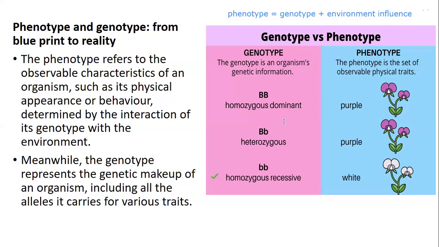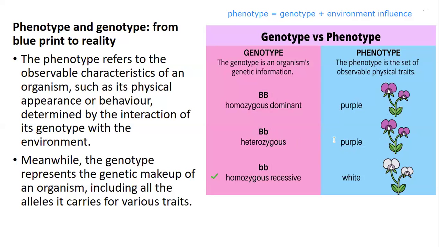Here, maybe to just illustrate this, I said this already. If you have homozygous dominant, capital B, the capital B is supposed to illustrate the allele for purple. It means, by all means, this will be a purple flowered plant. But if you have capital B, small b, it will still be purple because the presence of this capital B is dominating the small b. So phenotypically, it is purple. Then if you have small b, homozygous recessive, it will be white.